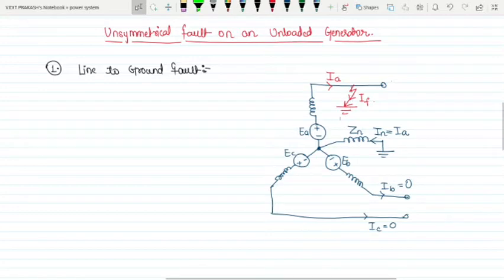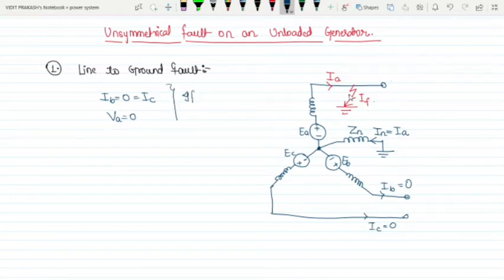If this path got short circuited, what will be the voltage? VA. VA will become 0, right? So in this, IB is equal to 0 is equal to IC, and VA is equal to 0. If fault occurs at phase A, okay.